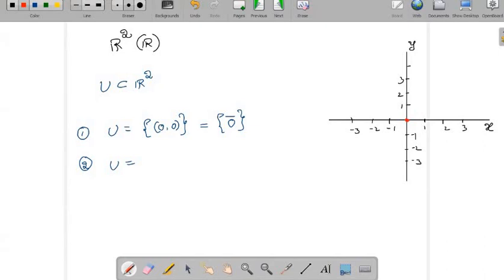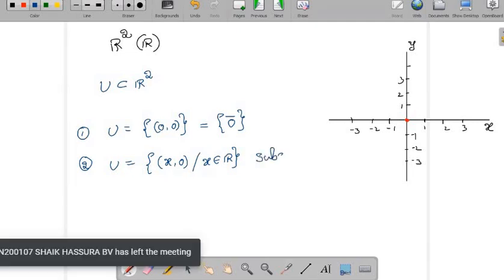Set of all points on the x-axis. Very good. So how to write that set? This is how we can write it: the set of all (x, 0) such that x belongs to real numbers. So it is nothing but the x-axis itself, right? So adding two elements on the x-axis, the result is there again, and multiplying an element with a constant, it is there on the x-axis. Therefore, it is very clear that it is a subspace of R2 over R.